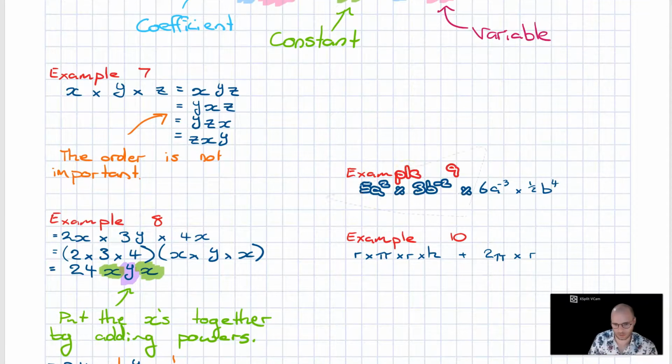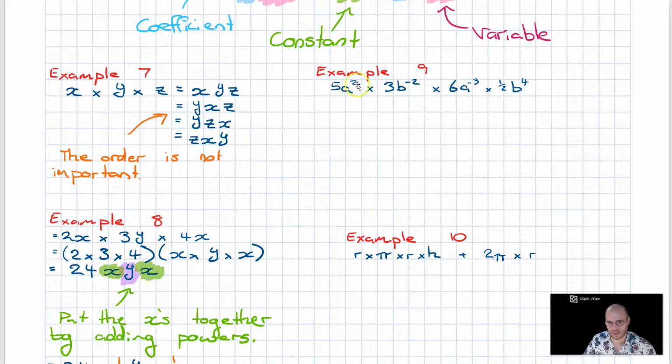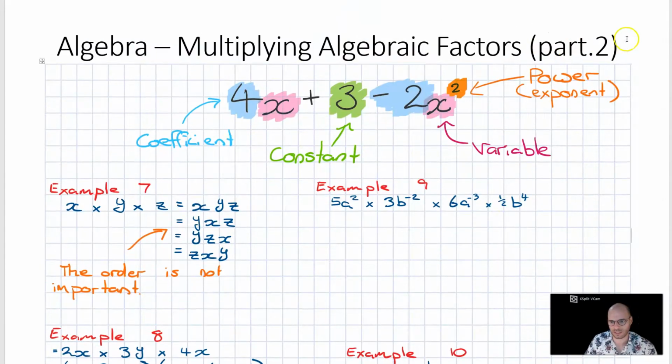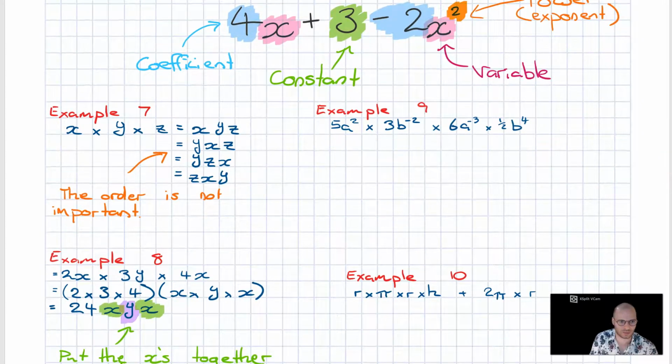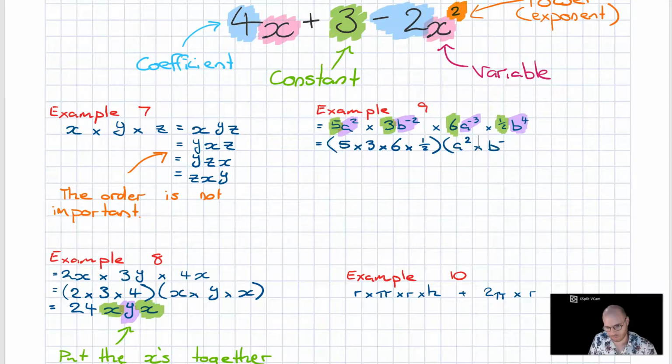Okay, example 9. We're dealing with 5a squared times 3b to the negative 2 times 6a to the negative 3 times half b to the negative 4. What we're going to do is round up all of the coefficients and then round up all of the variables. So we get 5 times 3 times 6 times a half, and that's multiplied by a squared times b to the negative 2 times a to the negative 3 times b to the 4.